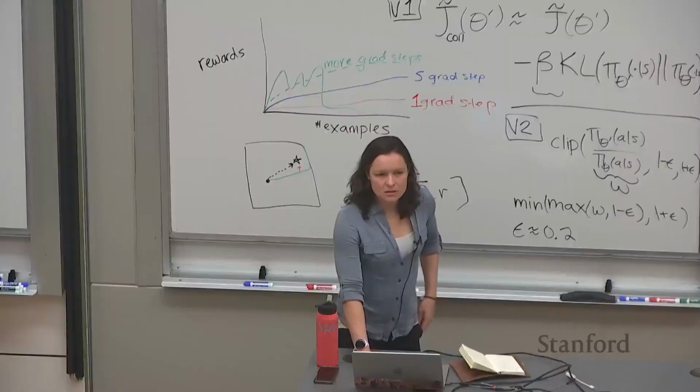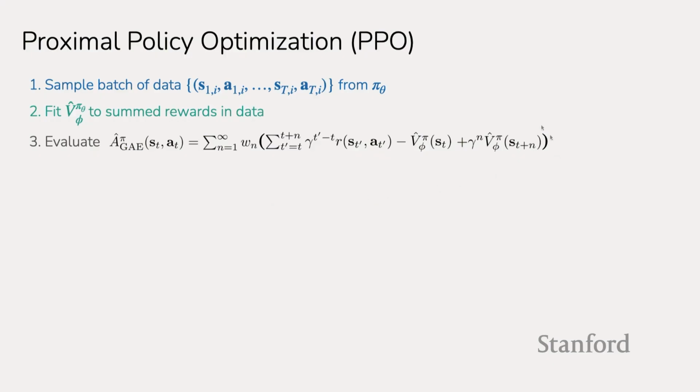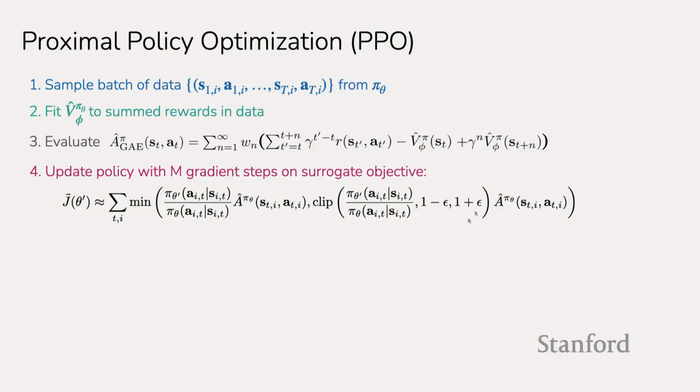Okay. Cool. So the final PPO algorithm: we sample a batch of data, we fit a value function to that data, and then we evaluate this generalized advantage estimate that we just talked about. And then we will update the policy by taking m gradient steps on the surrogate objective, where the surrogate objective uses these clipped importance weights using the GAE estimate of the advantage function. And then you can repeat this process: after taking m gradient steps, sample a new batch of data, fit a new value function to that, and repeat the process.